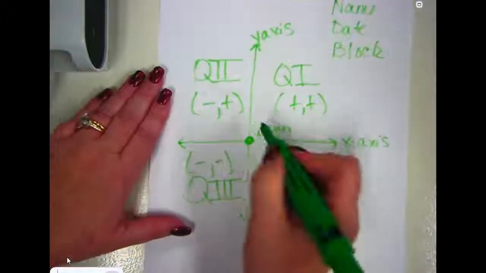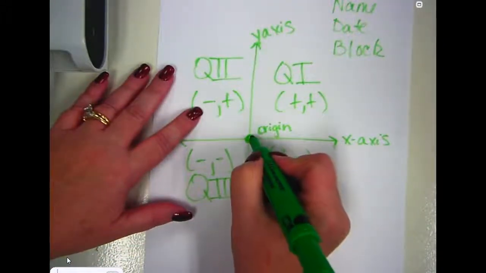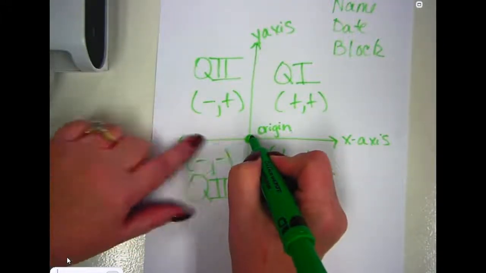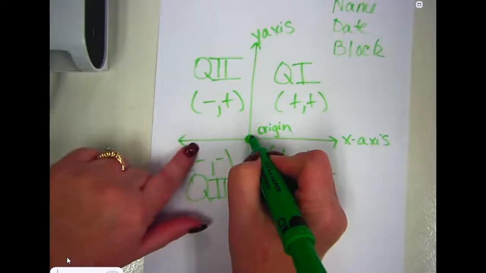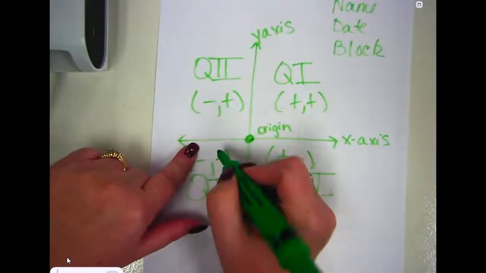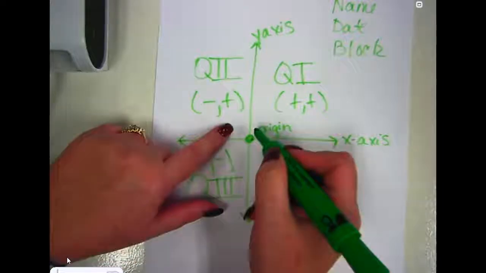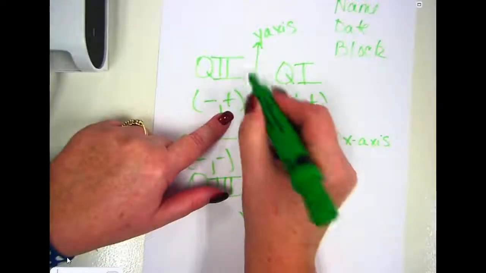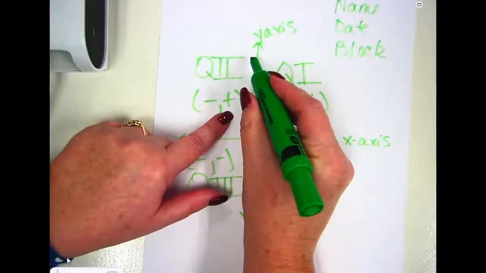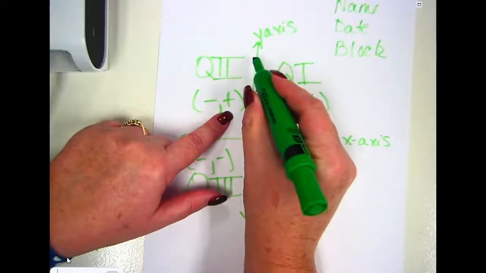Okay? So, if you are forgetting this one, if you start here and you go this way, is this positive or is this negative? Negative. That helps you figure out that's negative. And then you go up, and is this positive or negative? Going up is positive.